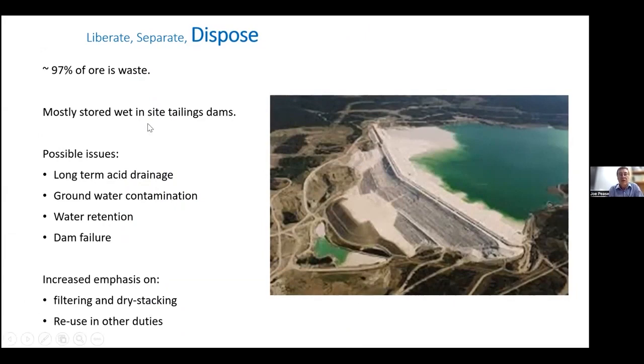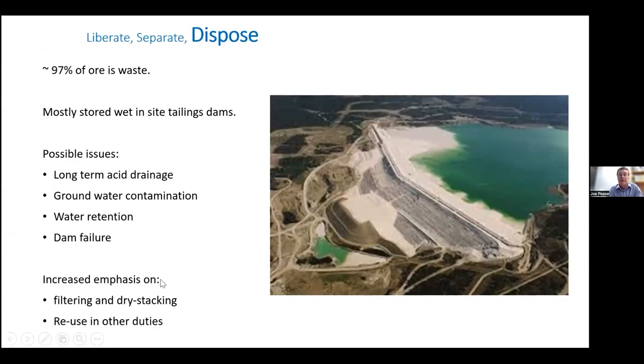That waste is mostly stored in the site tailing dams. And everyone, I'm sure, is fully aware of the issues that may be associated with tailings, perhaps long-term acid drainage, possibility of contaminating the groundwater, retaining water in the tailings that we really would prefer to use back in the process, so you don't need to use new water. And of course, some very high-profile and tragic dam failures in recent years.